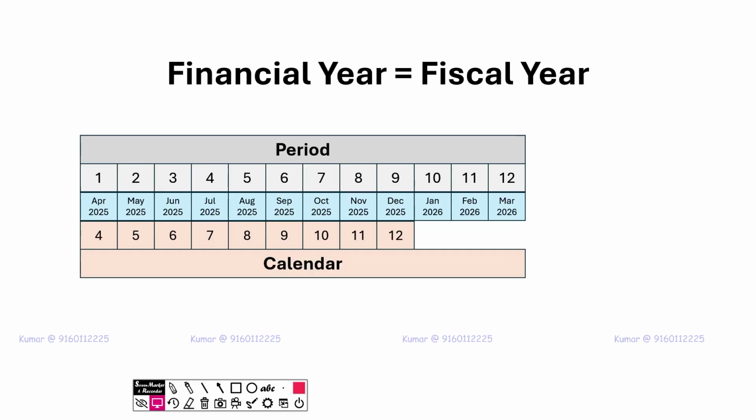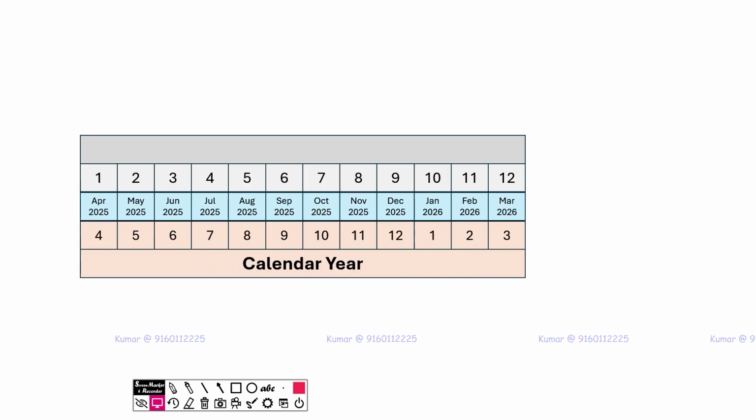December will be the 12th month as per the calendar, and January will be the first month. February will be the second month in any calendar. If we open any calendar, be it 25 or 26, 27 or 1999 or 1994 or anything, any calendar will have January as the first month, February as the second, March as the third. These are the months as per the calendar year, and these are the periods as per the financial year, and these are called posting periods.